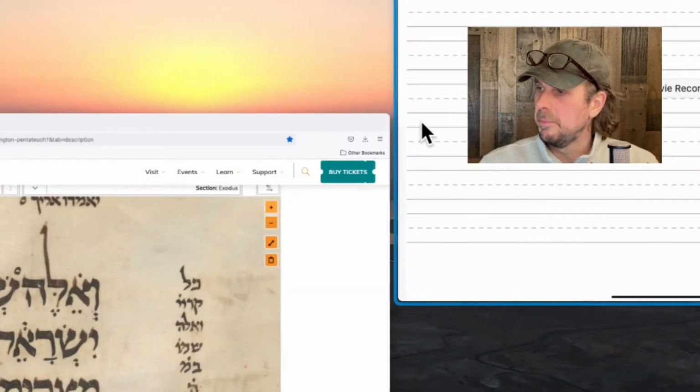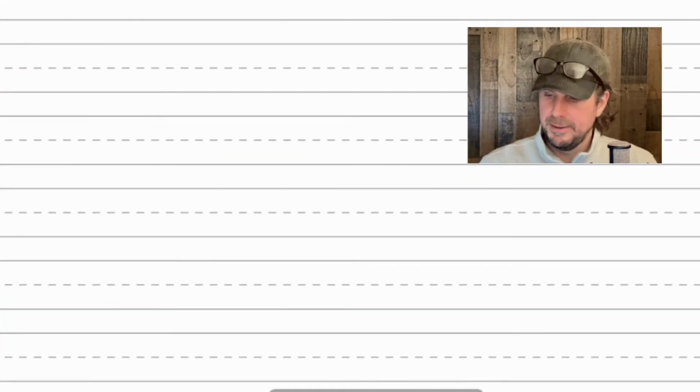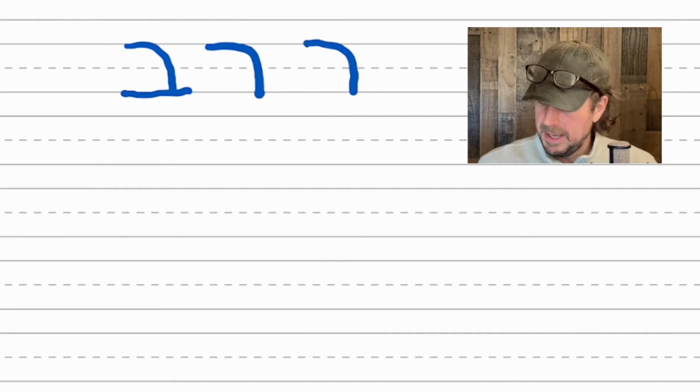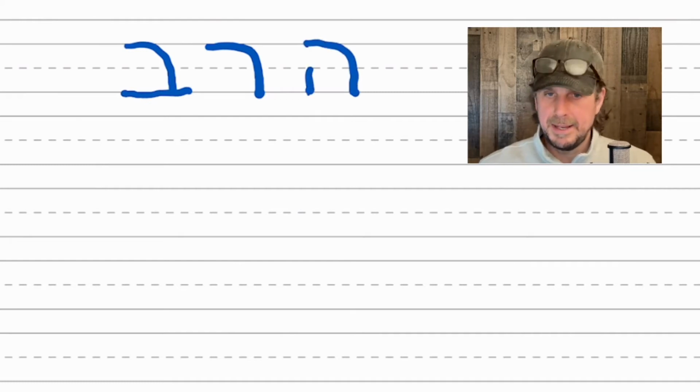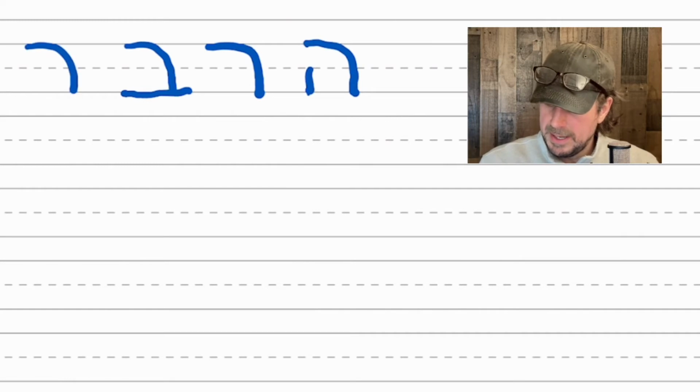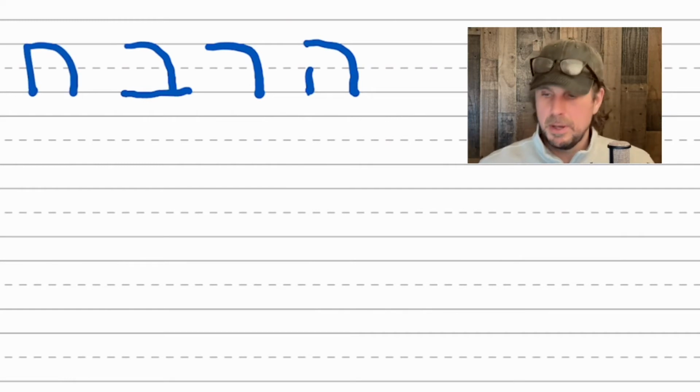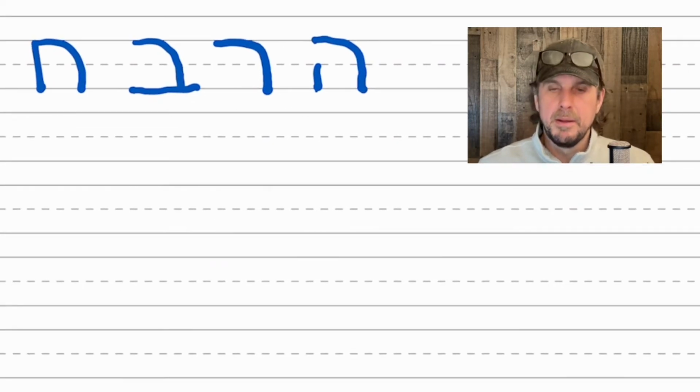So here, let me pull up our dry erase board, and let's give this a try. So here is my resh. Now with this, I could do a resh. I could do a bet, right, like that. I could do a hey, like that, or I could even do a chet. So they all pretty much start with this same shape.